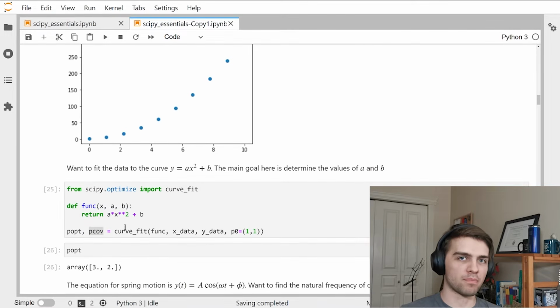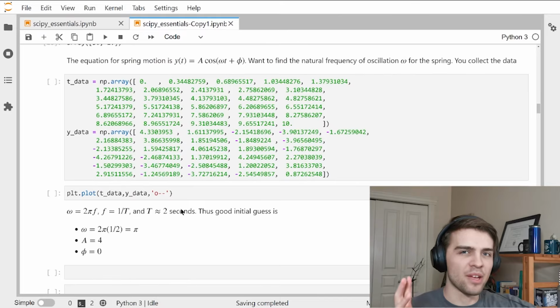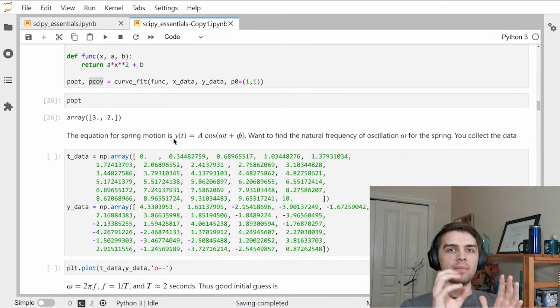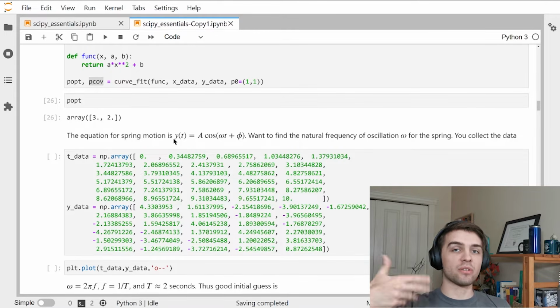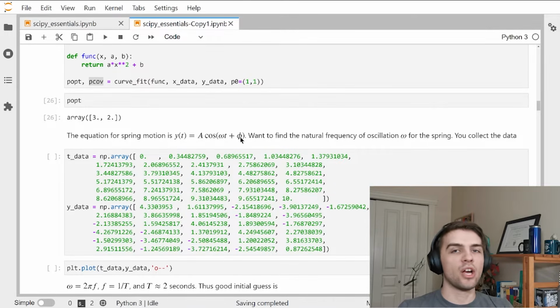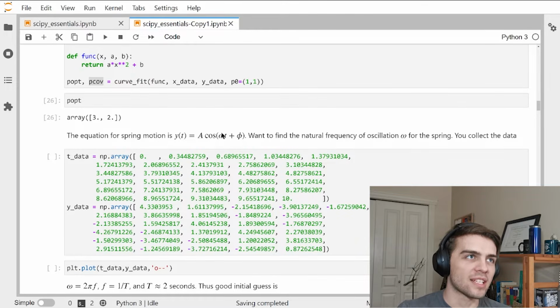So this is a pretty simple problem for curve fitting. Now here's a more physics related problem. So the equation of motion for a spring, right? Suppose you're in the lab, and you have a mass on a spring and it goes back and forth and you record it with some sort of sensor and you collect some data, right? You might want to then find what the natural frequency of the spring is, right? And knowing that the equation of motion for a spring is y of t equals a cos(omega t plus phi), you can fit your data to that curve, and then you can extract the parameter omega, and that tells you something about the physics of the problem.